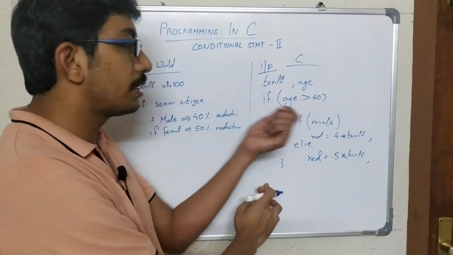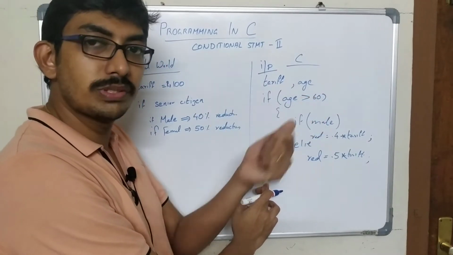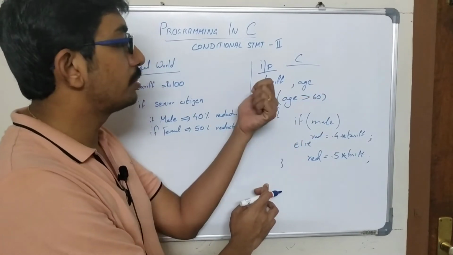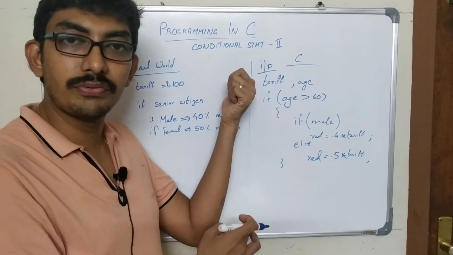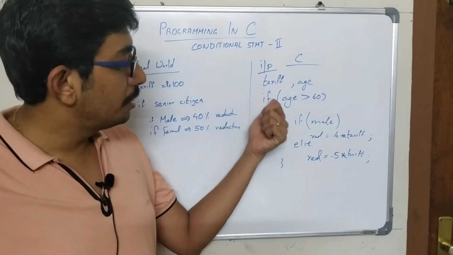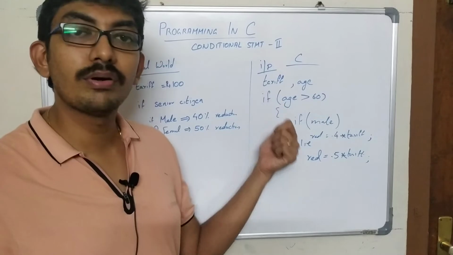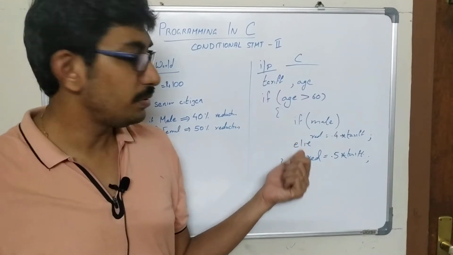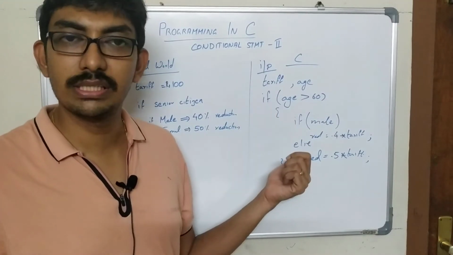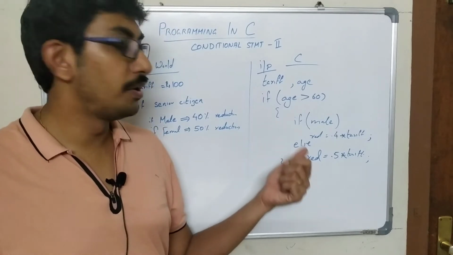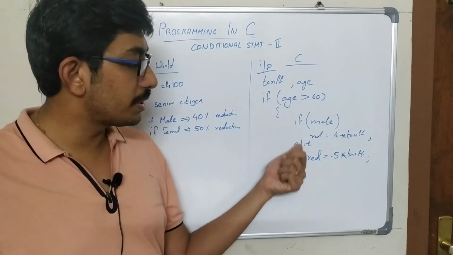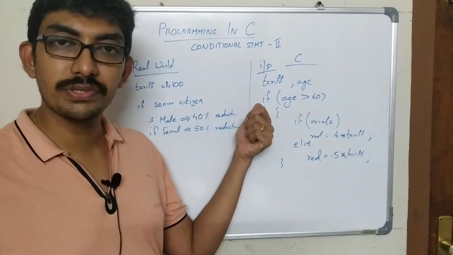Else part means age is less than 60, which means he is not a senior citizen, so he has to give the entire tariff. So here you can see we are checking more than one condition, and this kind of statement is called as a nested if statement, where you are having an if structure inside another if structure.